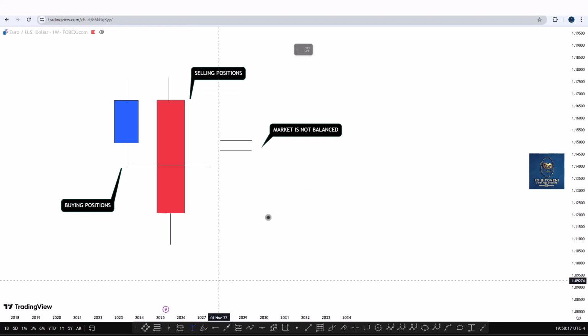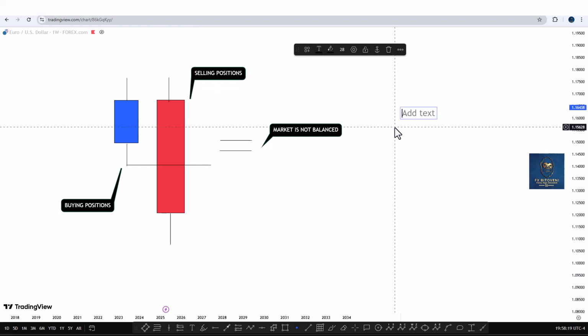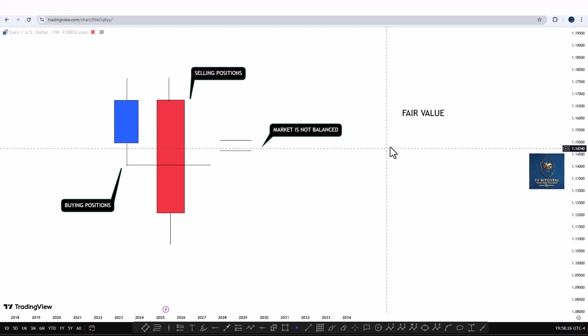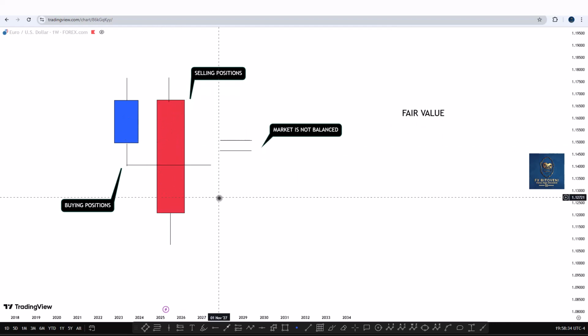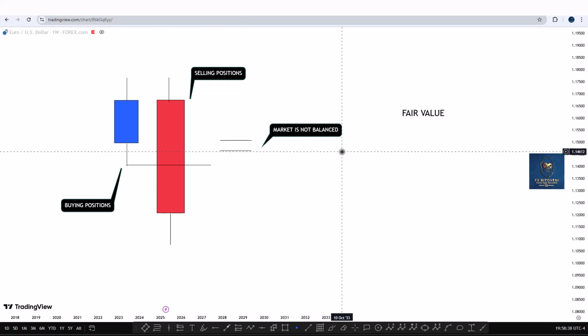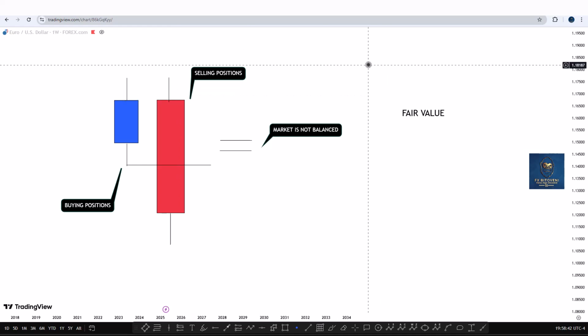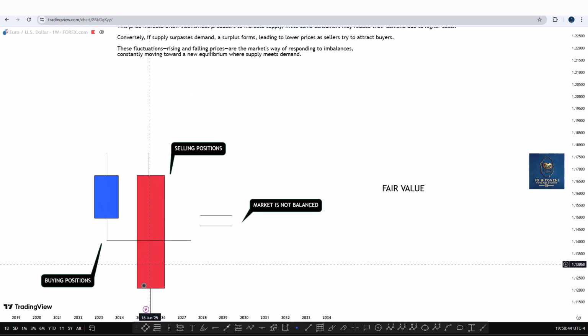This is why in ICT we have what we call fair value. Fair value. Understand? So when there is something like this, there is a gap. There is a fair value gap that is formed around here, that you can think of mentally. Hope you can guess it in your mind, right? So there is a problem here.